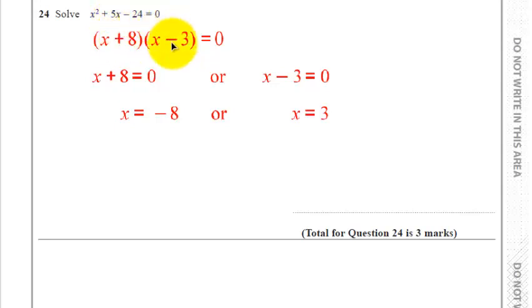We then have two numbers here that multiply to make 0. And if you think about it, if you've got two numbers that multiply to make 0, at least one of those numbers must be 0. So we say x plus 8 must be 0, this number here, so x can be minus 8, or x minus 3 must be 0, this number here, so x can be 3, because 3 take 3 is 0. And we end up with two answers, x can be minus 8, or x can be 3.